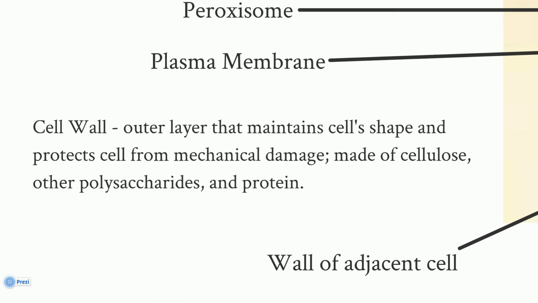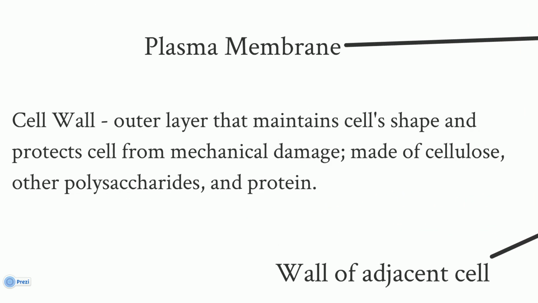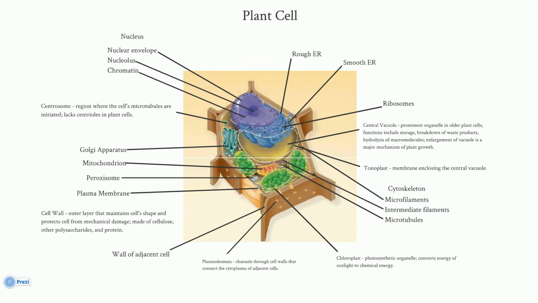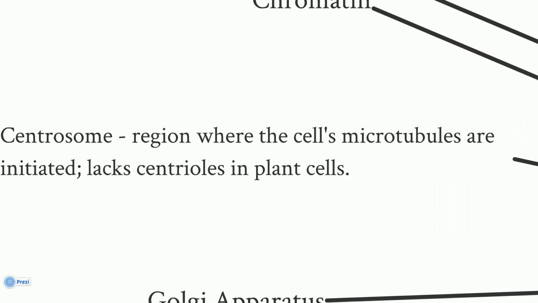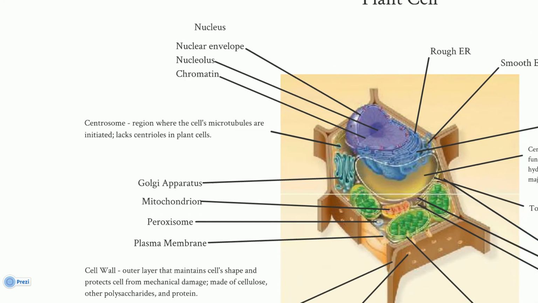The cell wall is the outer layer that maintains the cell's shape and protects the cell from mechanical damage, made of cellulose, other polysaccharides, and protein. And then the centrosome is the region where the cell's microtubules are initiated, like centrioles in plant cells.